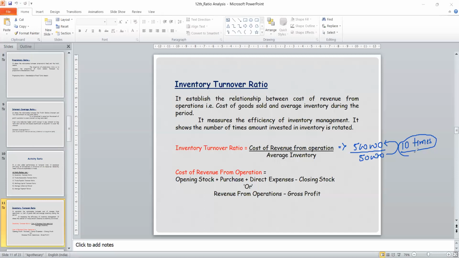Okay, so this is the inventory turnover ratio. Now, in the formula, there are two things: cost of revenue from operation, which is opening stock plus purchase plus direct expenses minus closing stock. It means cost of goods sold. Whatever items you have sold, what is their cost? So cost of goods sold. There is another formula: revenue from operation minus gross profit. And after that, what is the formula for average inventory? It is opening inventory plus closing inventory divided by 2.